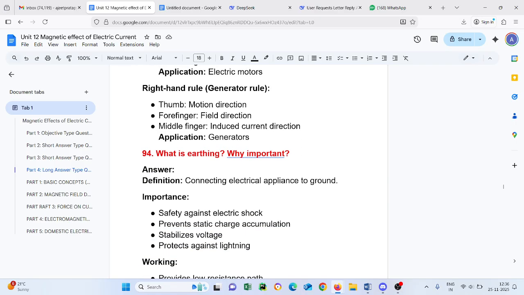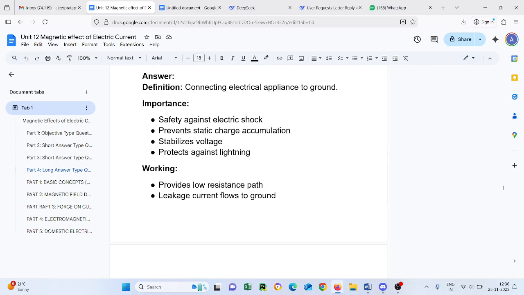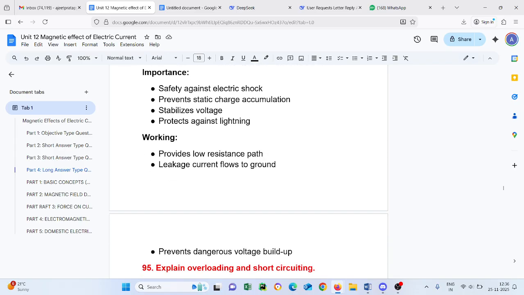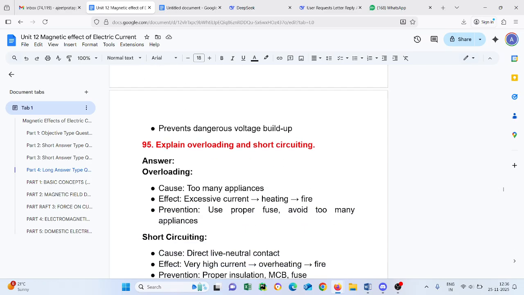Question number 94. What is earthing? Why is it important? Connecting an electrical appliance to the ground is called earthing. It is important for safety against electric shock, prevents static charge accumulation, stabilizes voltage, and protects against lightning. Working: it provides a low resistance path so leakage current flows to the ground, preventing dangerous voltage.